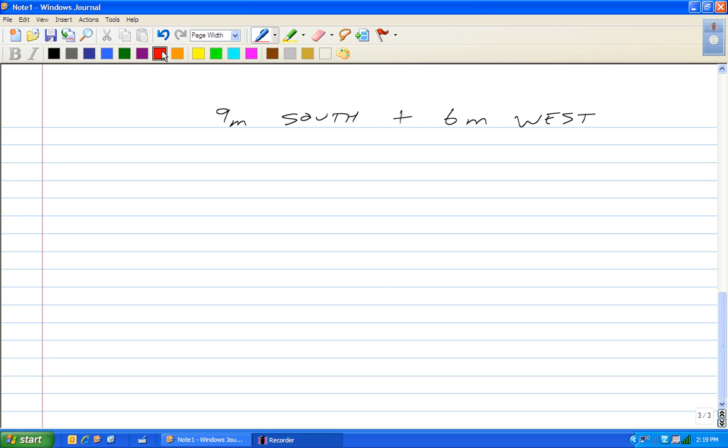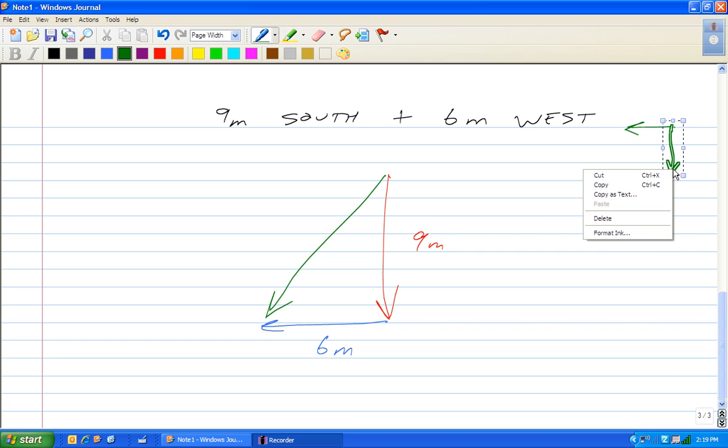Very cool. Alright, so 9 meters south, and then 6 meters west. That means the resultant started here and went to there. And by the way, I didn't see anybody make this mistake this time, but it's really common. Be careful not to do this. Don't go 9 meters south plus 6 meters west like that, because that's not tail to tip. And just imagine yourself walking. Can I walk from here to there and then add to that going from here to there? No. So always tail to tip.